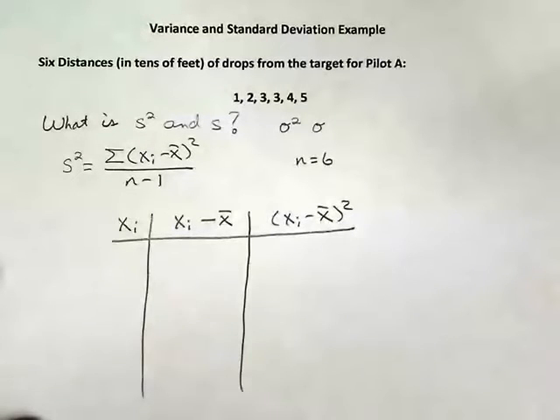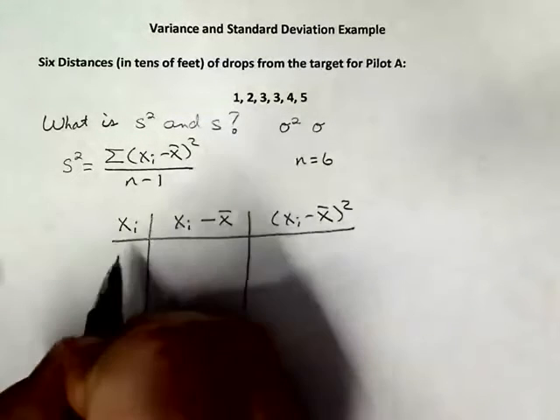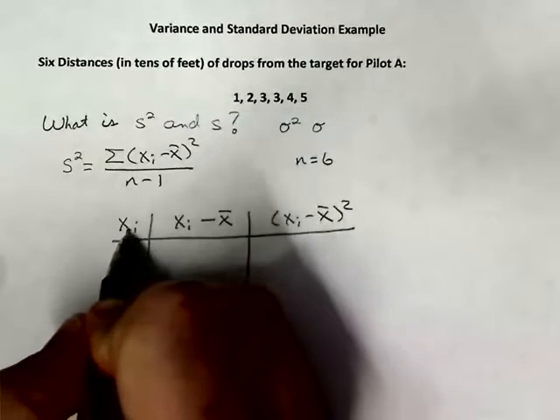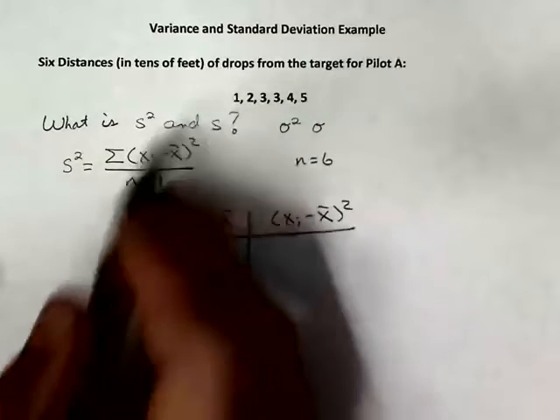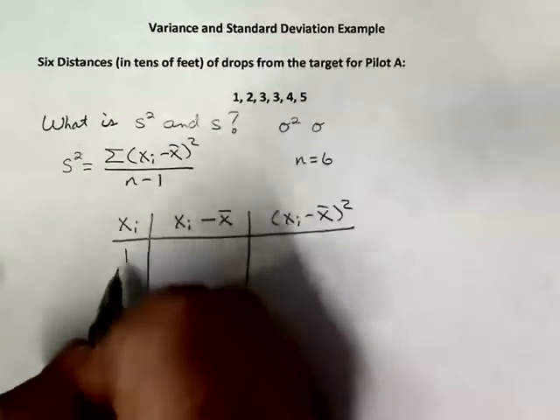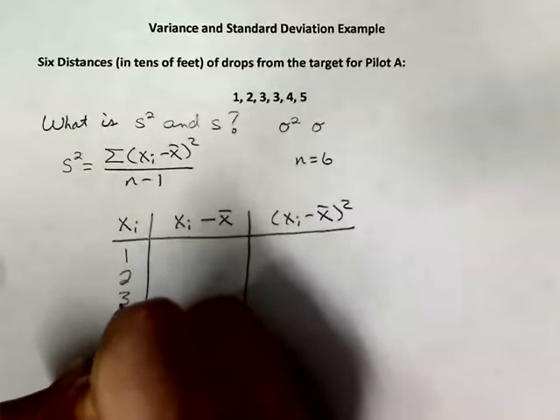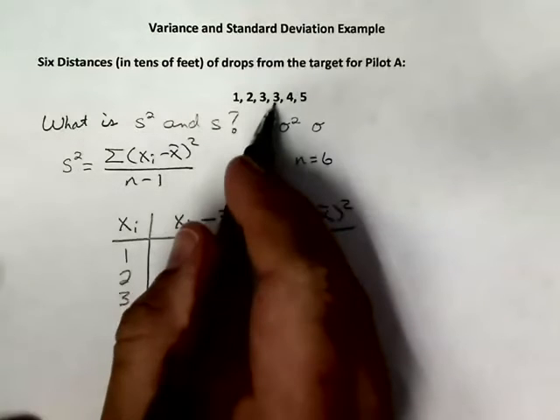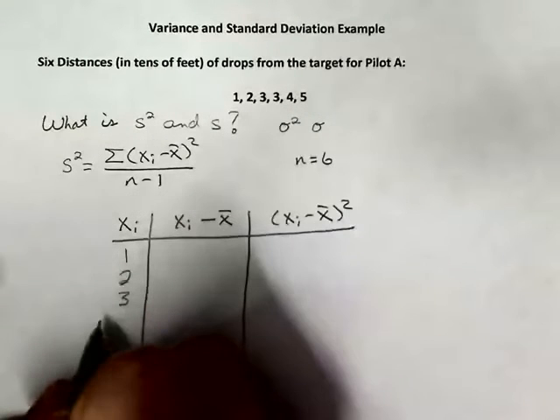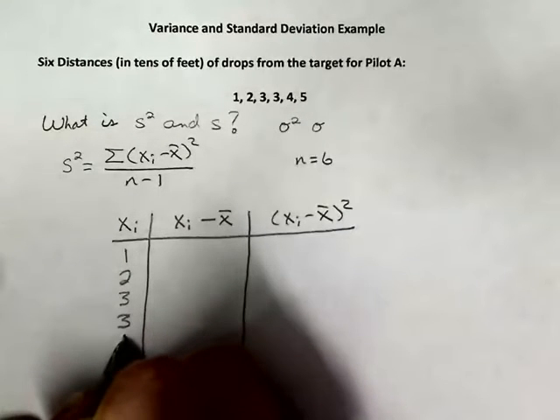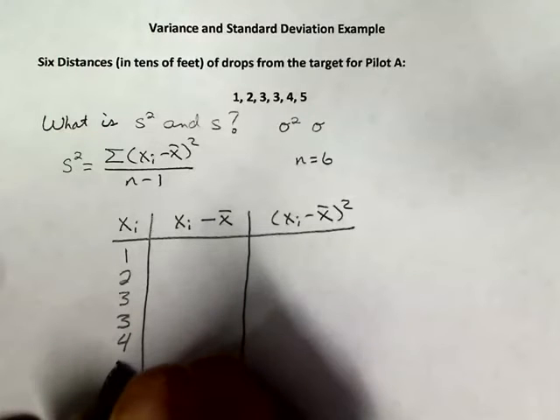Making out my table here, my first observation is 1. That's x1, which is 1. x2 is 2. x3 is 3. x4, the fourth observation, is 3. x5 is 4, and x6 would be 5.